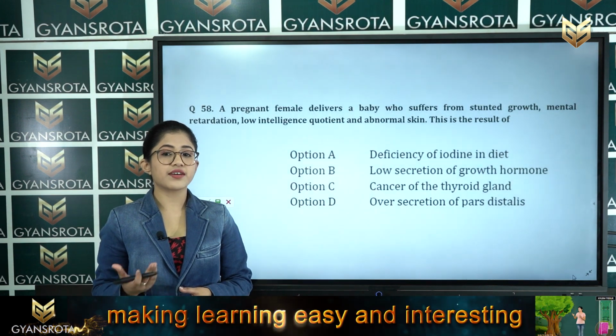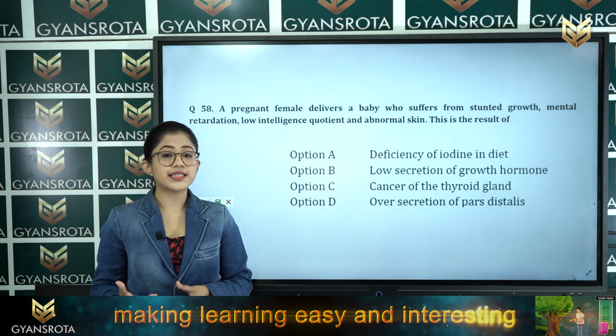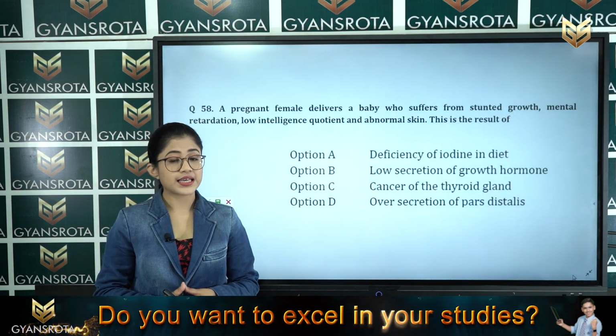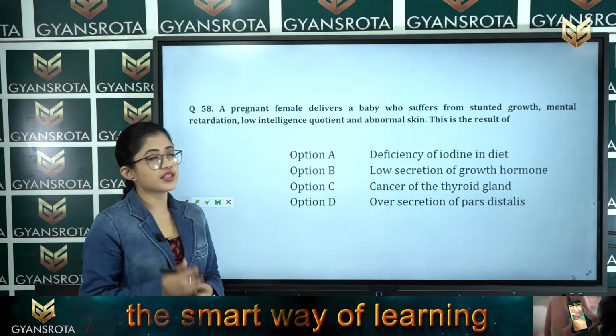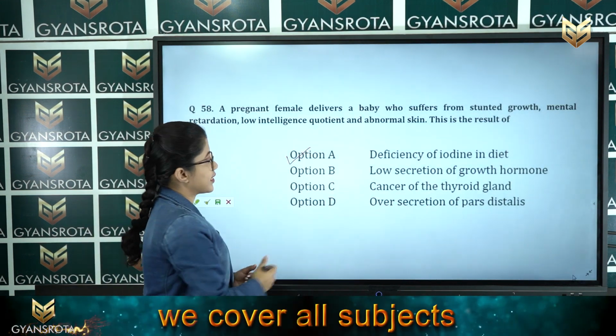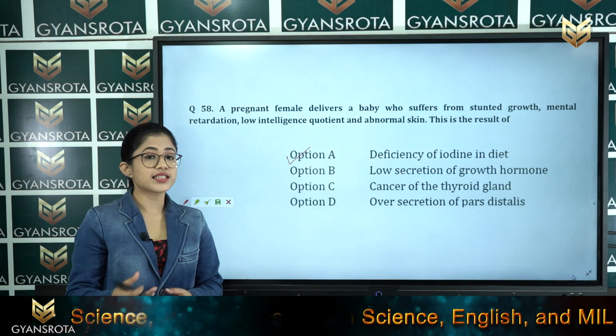Why will a baby suffer from stunted growth, mental retardation, low intelligence quotient and abnormal skin? It is due to the deficiency of iodine in the diet, which means option number A is the correct answer. Now let's see the next question, that is question number 59.